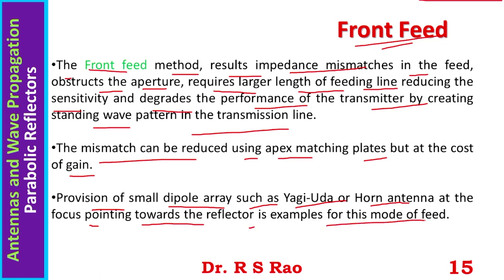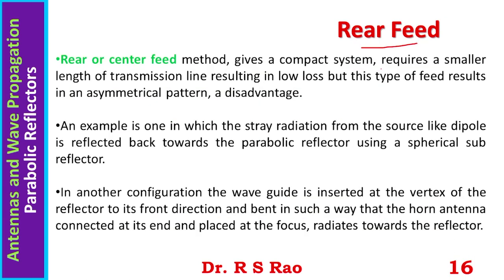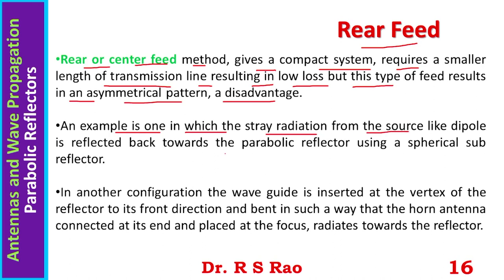It is already illustrated in the previous slide. Now rear feed. Rear or center feed method gives a compact system, requires a smaller length of transmission line, resulting in low loss, but this type of feed results in an asymmetrical pattern, which is a disadvantage. An example is one in which the stray radiation from the source, like a dipole, is reflected back towards the parabolic reflector using a spherical subreflector.